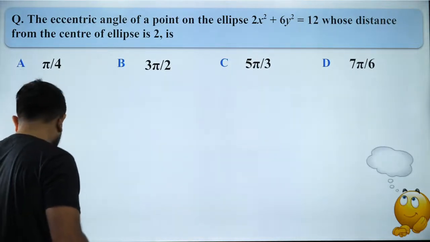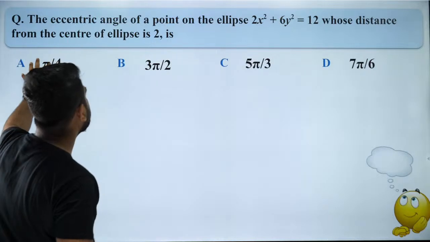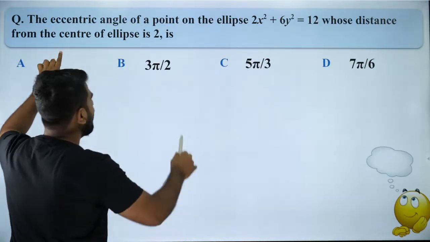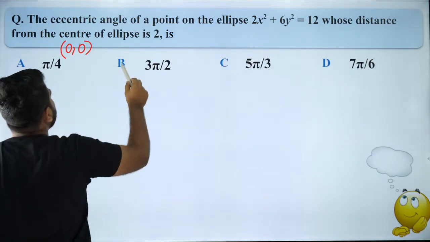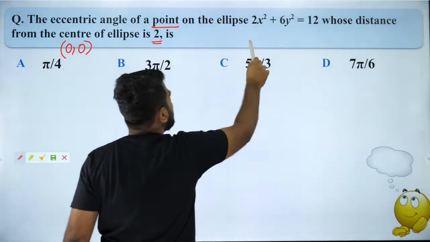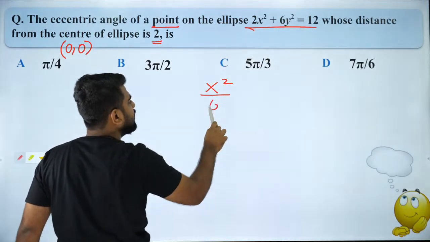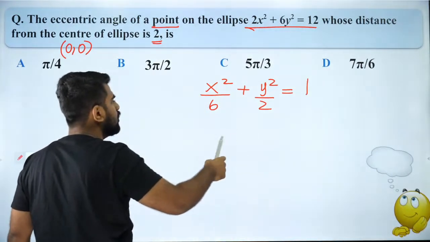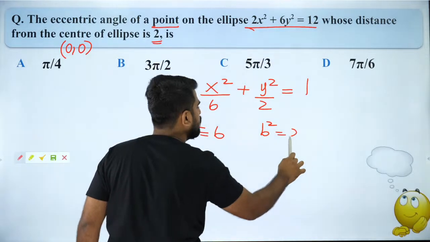Please listen carefully. So what do we have here? We have an ellipse and we are given the distance of a point from the center of the ellipse. What is the center of that ellipse? The center is 0, 0. So the distance of this point from the center is 2. And we know that this is the ellipse. So I can write it in the standard form as x square by 6 plus y square by 2 is equal to 1. So I know that a square is equal to 6 and b square is equal to 2.